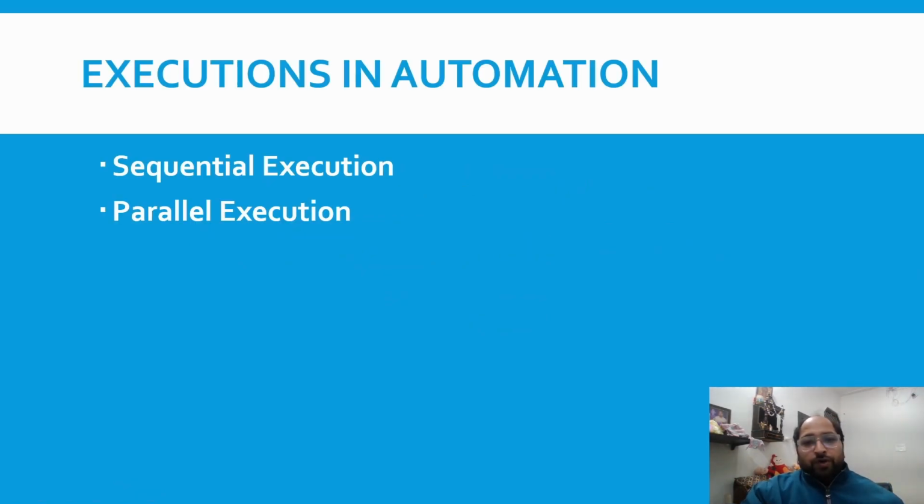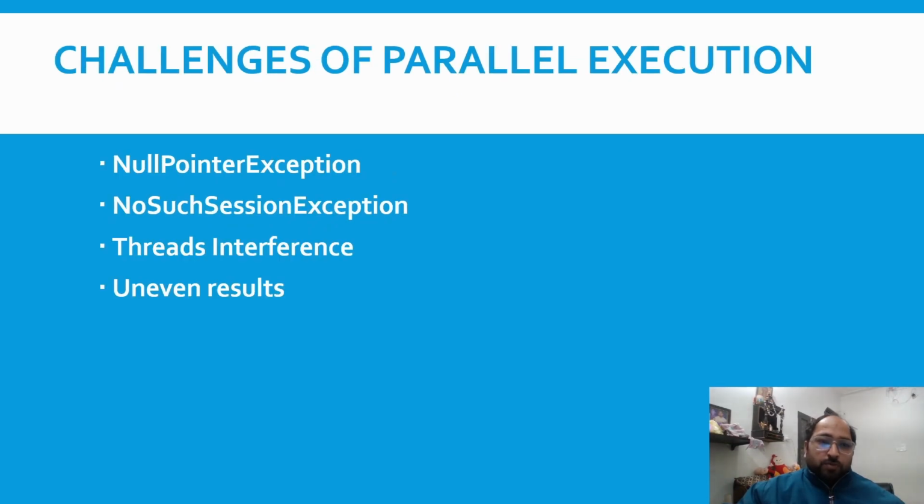While working in automation, there are two types of execution. Let us understand one by one: sequential execution and then parallel execution. Sequential execution is to run the test cases one after another, and parallel execution is to run the test cases in parallel so as to achieve efficiency, so as to quickly execute the test suite. While working with parallel execution, we generally come across these challenges: null pointer exception, no such session exception, and thread interference.